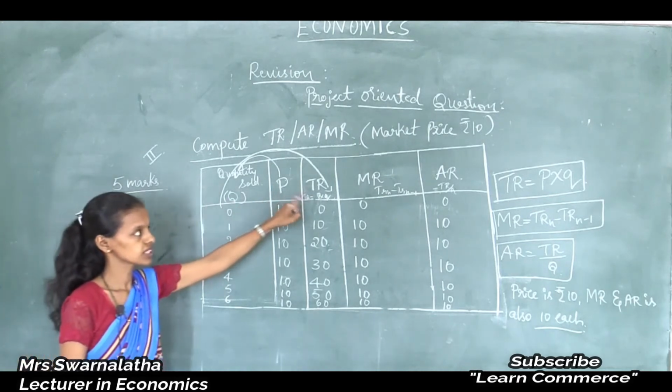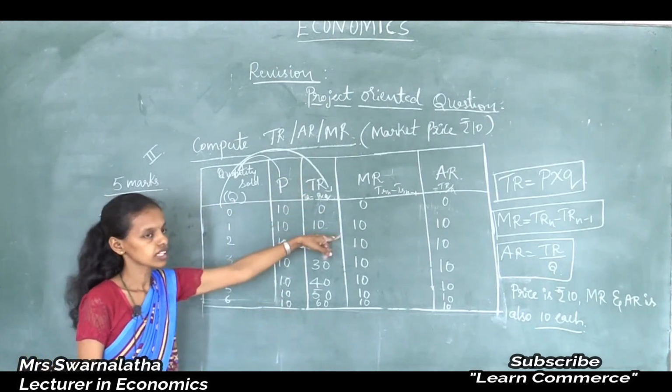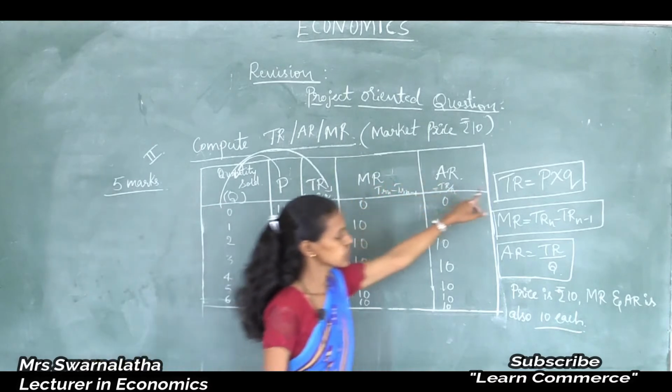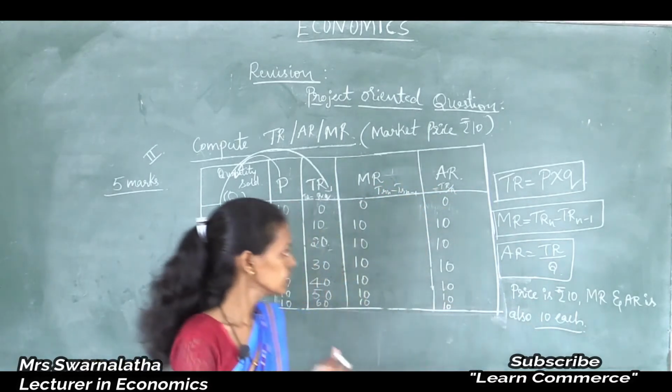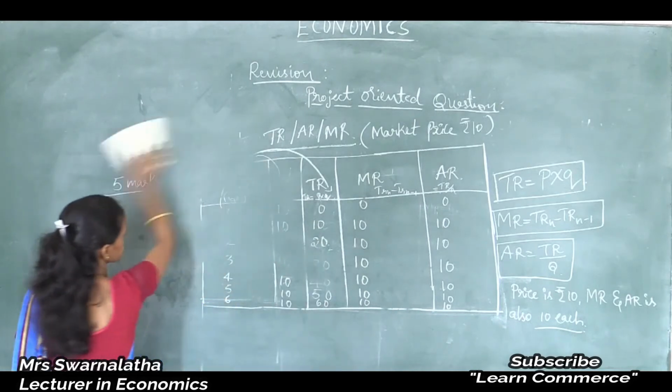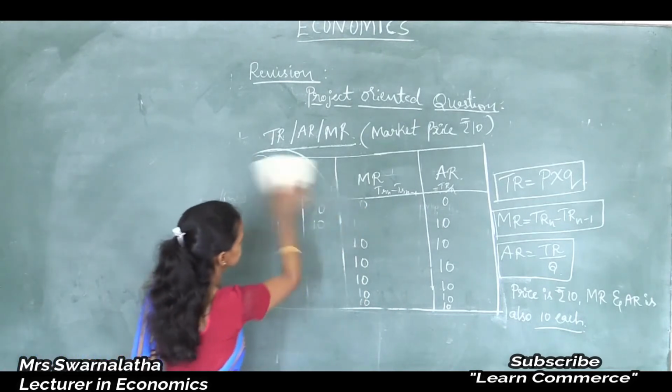So if you are doing this, adding the price column and calculating TR, AR, MR with the formula, you are going to get full complete 5 marks. So next one more project oriented question we are going to solve.